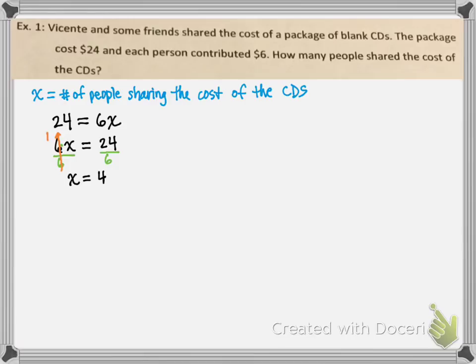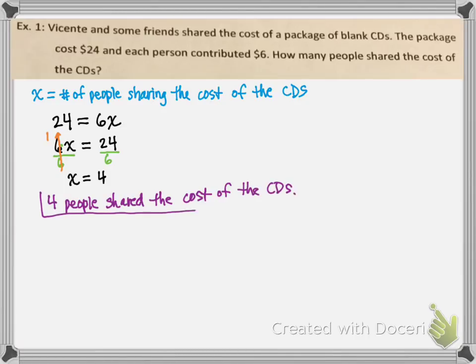So then I take that answer, and I'm going to take the definition, and I'm going to substitute in 4 into that definition. So I'm going to say 4 people shared the cost of the CDs. Okay, and that would be the answer to this one.